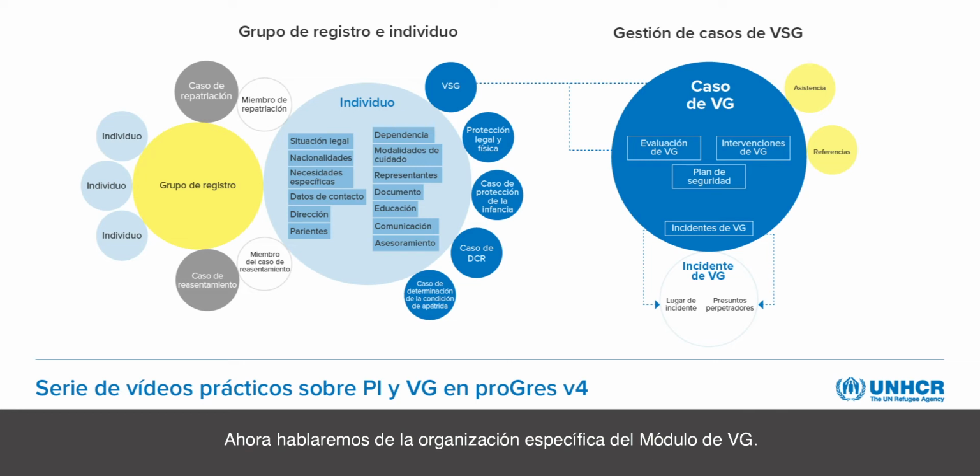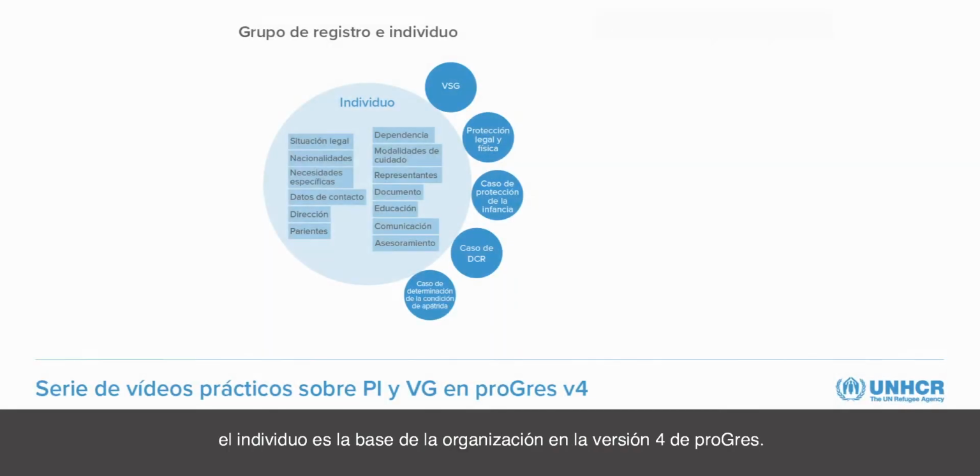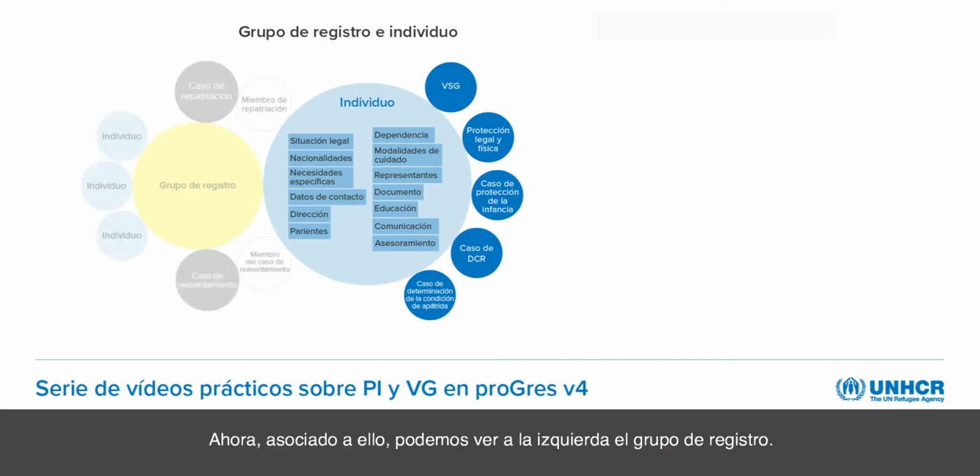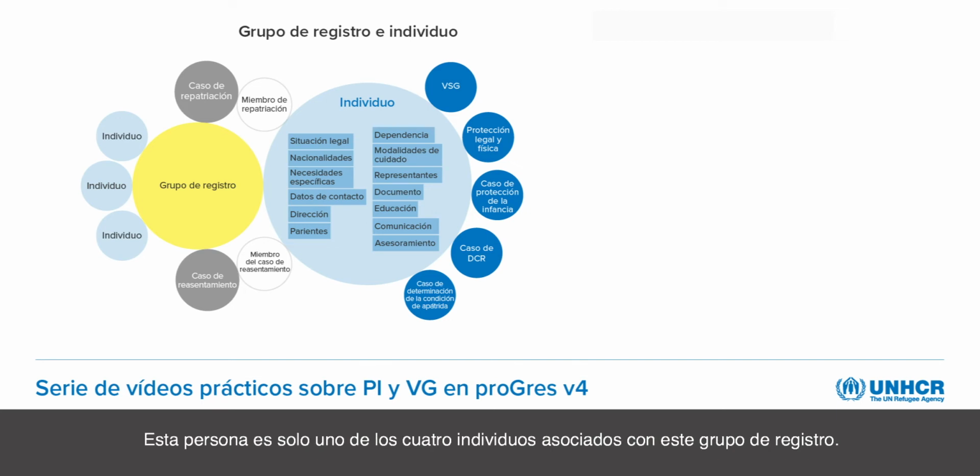Next, we will speak about the specific organization of the SGBV module. So as was just described, the individual is the foundation of the organization in Progress version 4. So if you were to look at this slide, these are the different entities that you could find within that individual file or the registered individual. Now, associated with that, you can see to the left, there is the registration group. So this person is just one of these 4 individuals associated with that registration group.